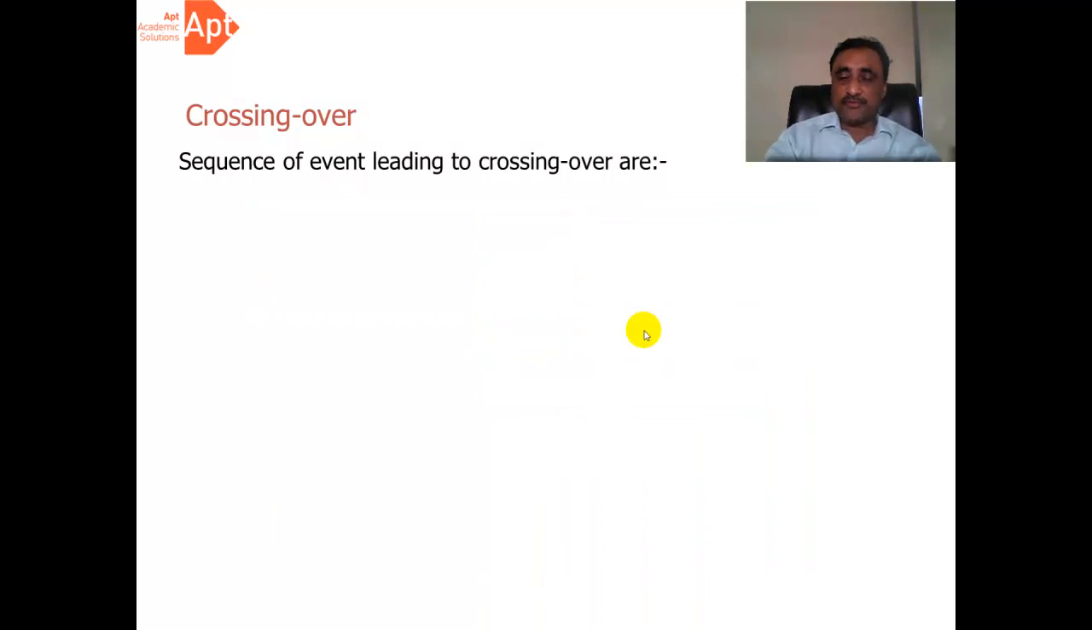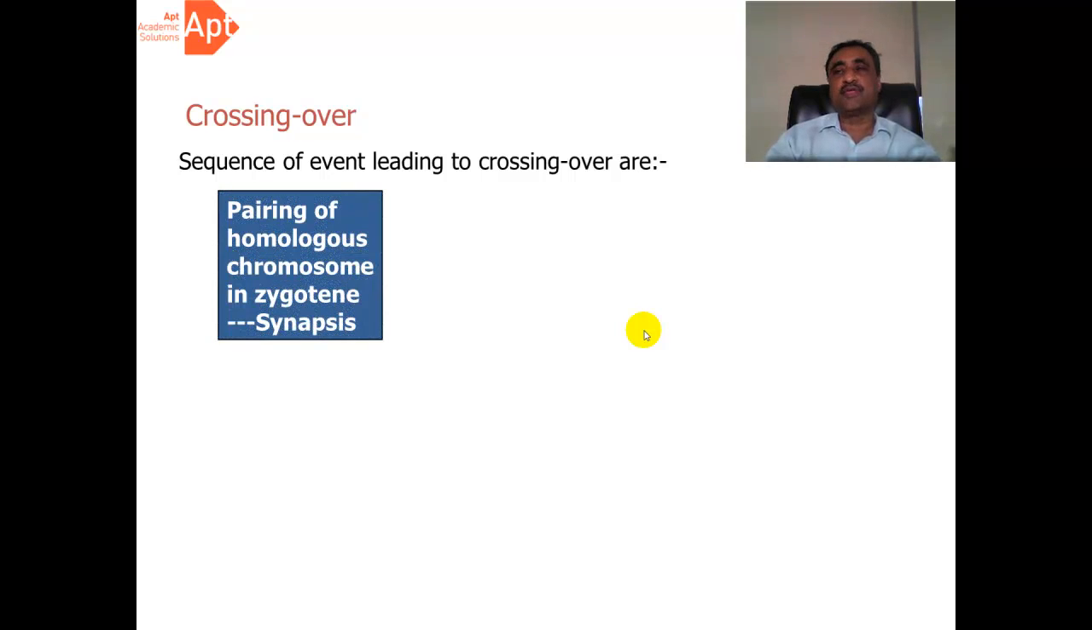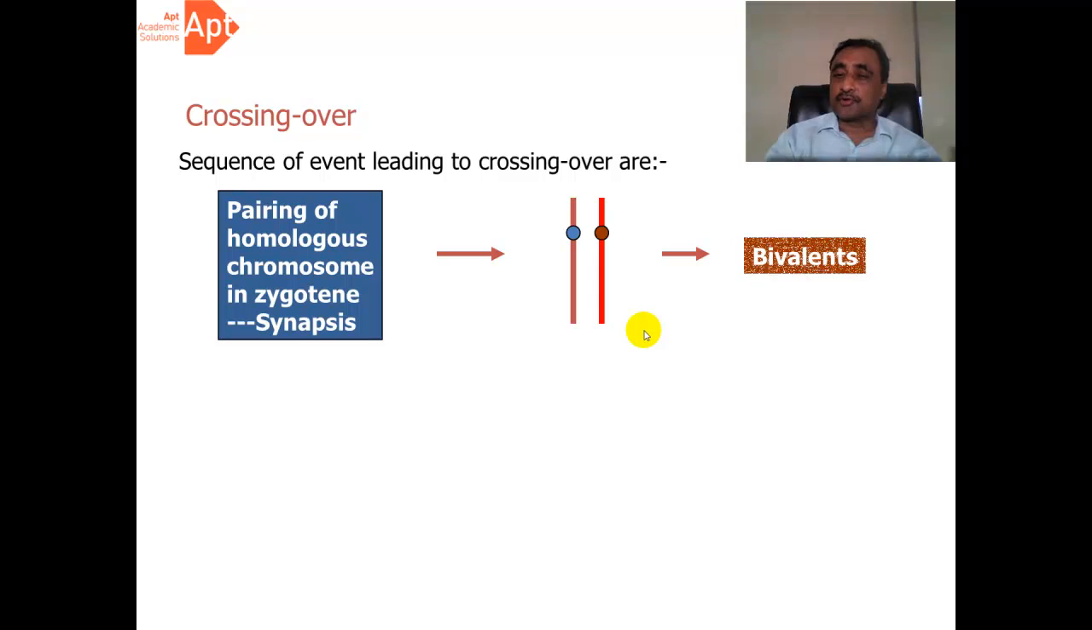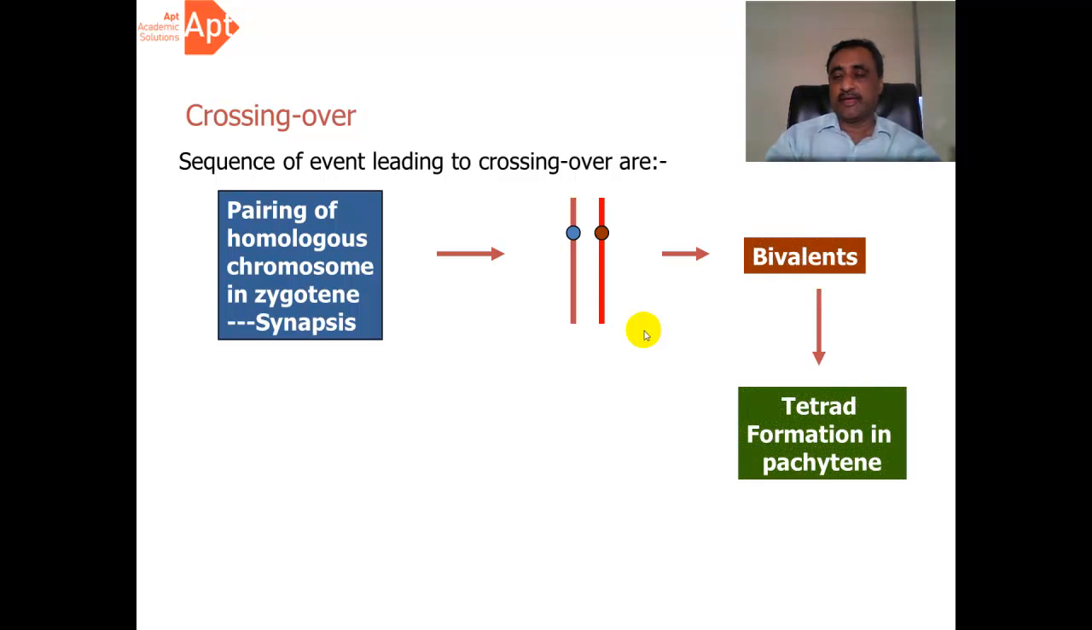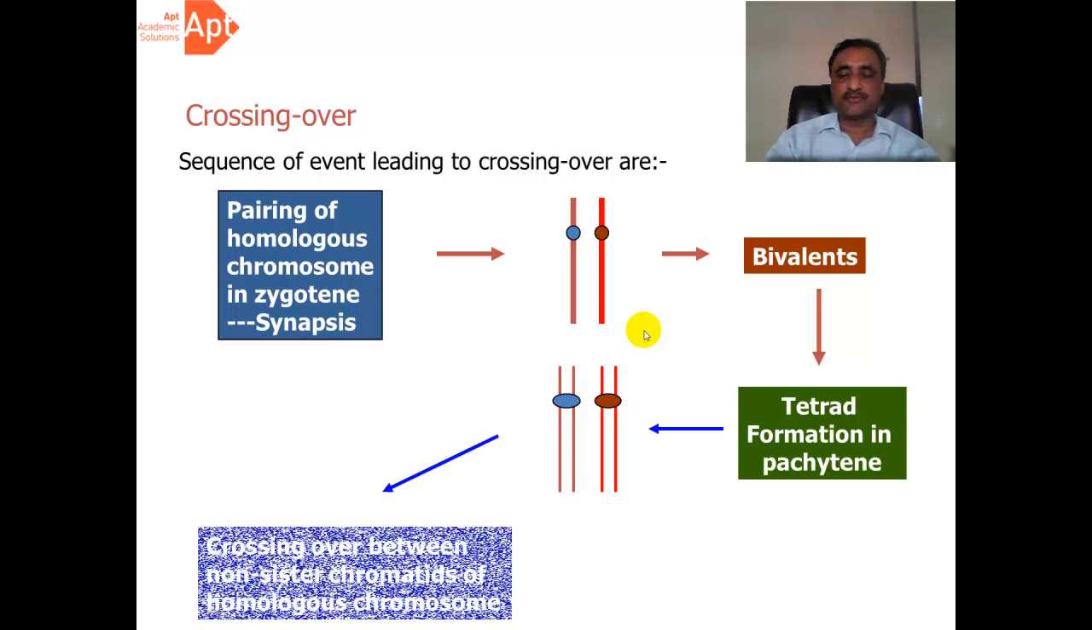So the sequence of events leading to crossing over, we can say like this: pairing of homologous chromosomes in zygotene, which is what we call synapsis. Then it goes to the tetrad stage, right? When the tetrad formation occurs in pachytene, this is where crossing over between non-sister chromatids actually happens. And the site of crossing over is called the chiasmata, right?